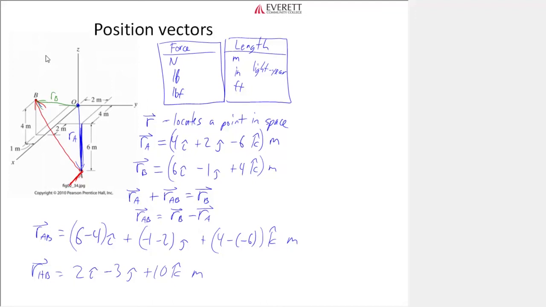-3. That would look like this. Somewhere there. And then in the z direction, we would go 10. Okay? So you can actually look directly at the diagram and get this from it. Picture yourself walking from one to the other.